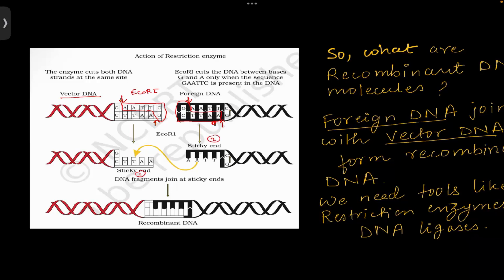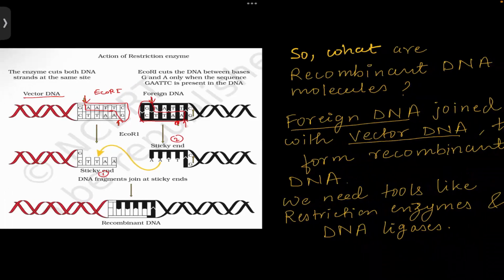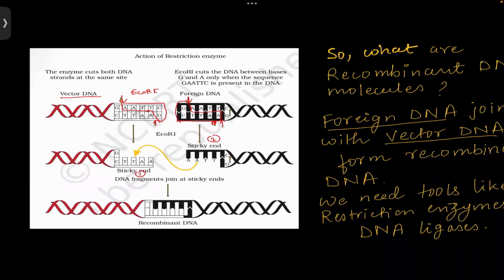Now these two sequences, the overhanging single-stranded DNA sequences, here AA, TT, and here TTA, they are complementary to each other. So they can now form hydrogen bonds with each other, okay, and create this kind of a molecule.